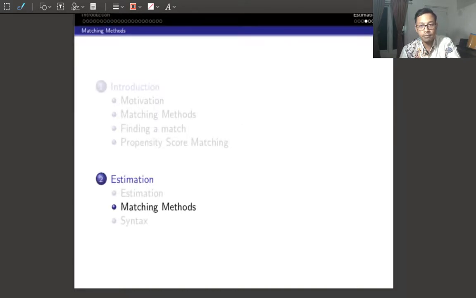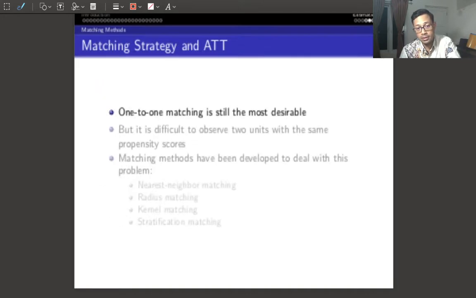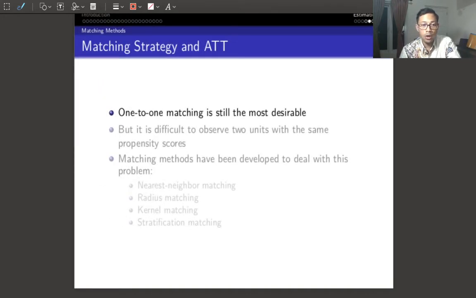Okay. So we've talked about the idea of how to get a match for individuals in the treatment group conditional on the propensity score, e of x. Going back to the matching strategy, one-to-one matching is still the most desirable. However, it's quite difficult to observe two units with the same propensity score because the propensity score is basically a continuous variable, so the probability of getting a one-to-one matching is very, very low, if not 0. And so matching methods have been developed to deal with this problem.